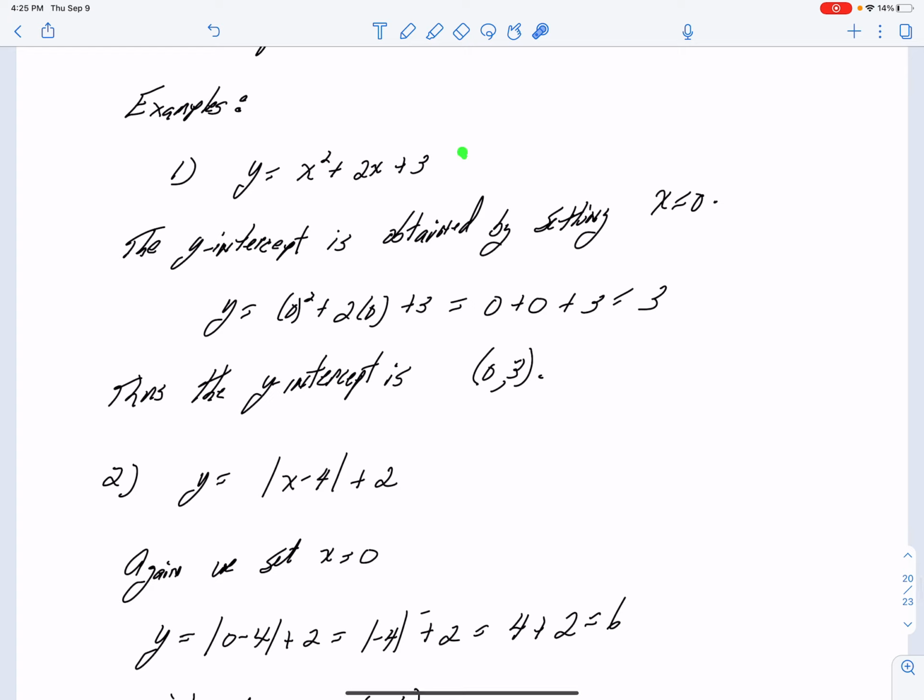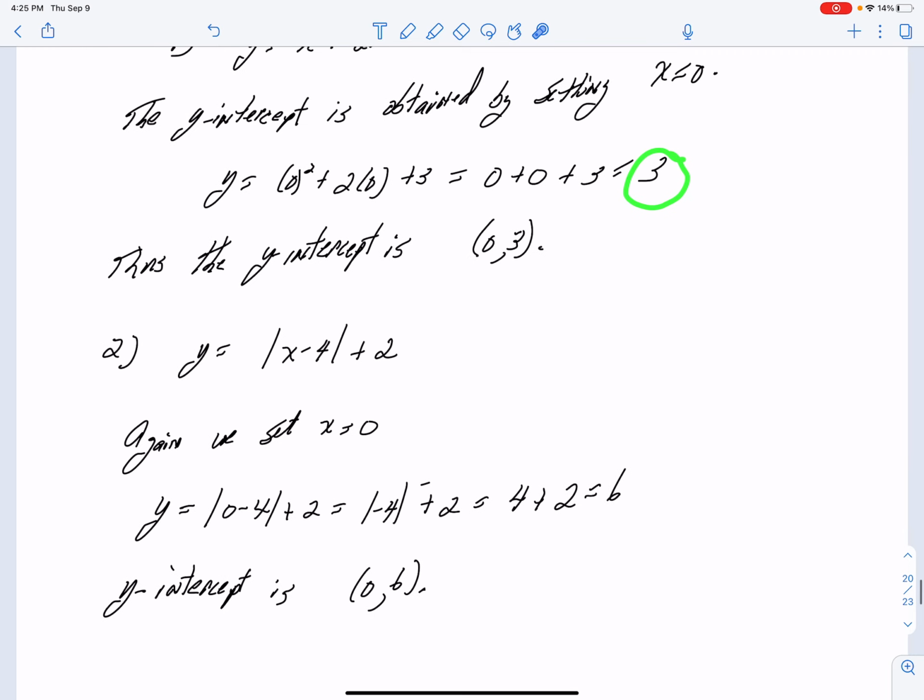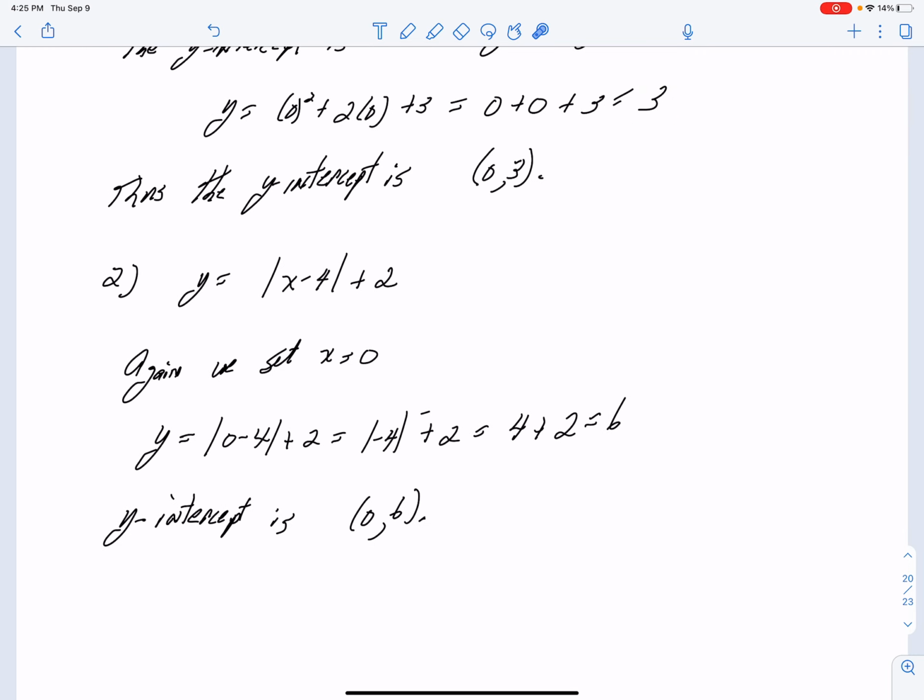For a particular example, let's look at this equation here: y equals x squared plus 2x plus 3. If you want to find the y-intercept, what do you do? You set x equals 0 and solve for y. If I set x equals 0 here, I get 0 squared plus 2 times 0, add 3. 0, 0, add 3 is just a value of 3. That tells me the y-intercept occurs at the point (0, 3).